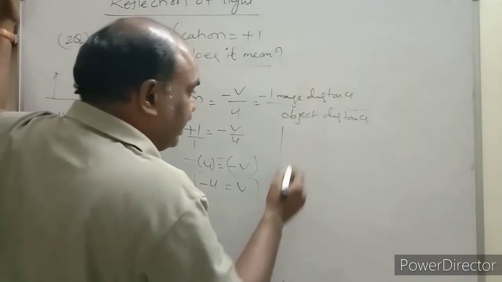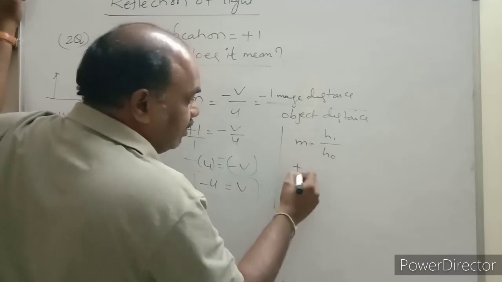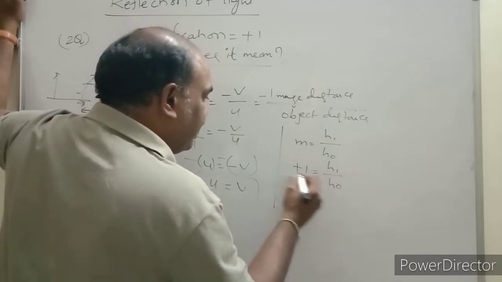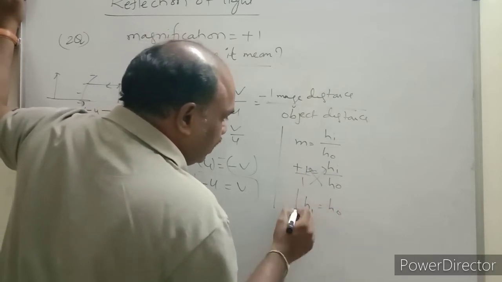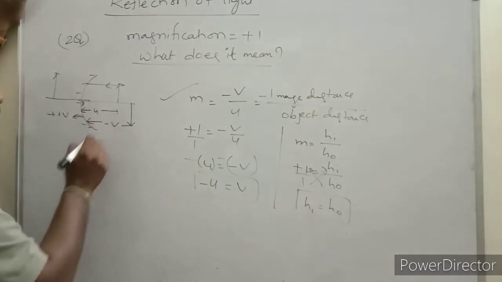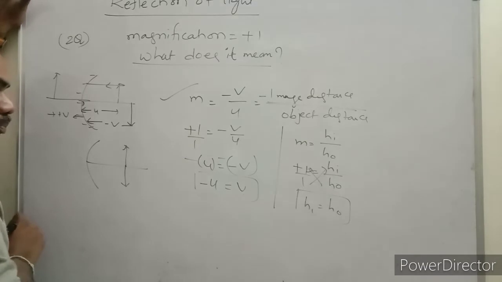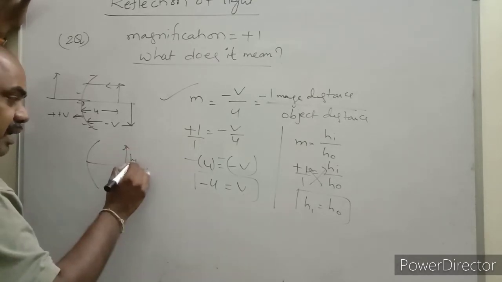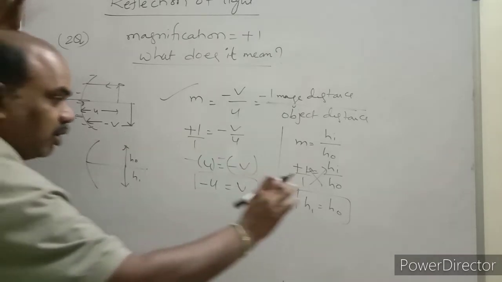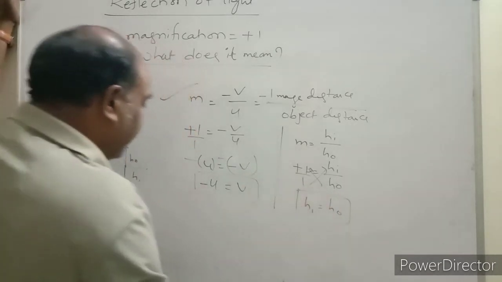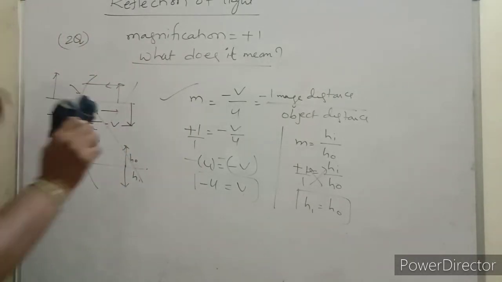The second condition we will also check. Magnification is equal to height of the image by height of the object. Magnification is +1, so cross multiplying, hi is equal to h0. That means the height of the image and the height of the object are the same. This is possible if you place the object at the center of curvature. But observe carefully, the object is above the principal axis and the image is below the principal axis. If the height of the object is positive, the height of the image will definitely be negative. So the concave mirror condition is not satisfied. So it is not a concave mirror.